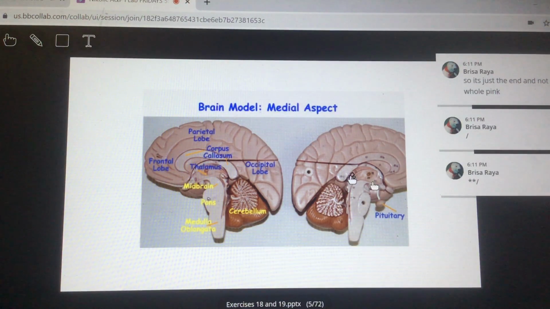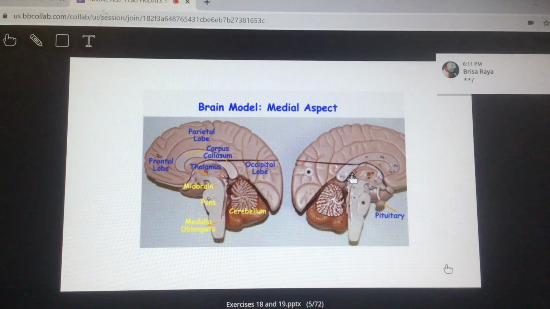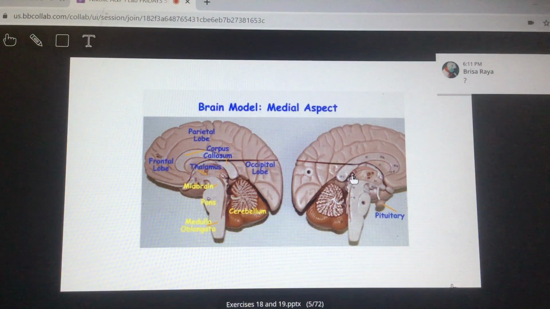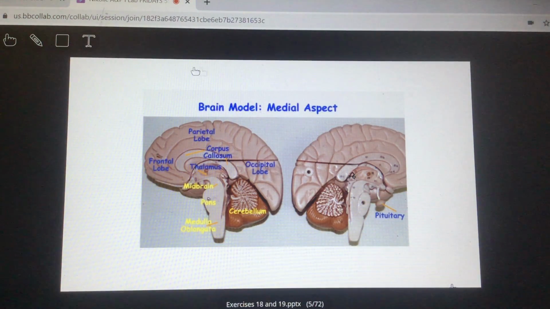Now, this ends up being pretty posterior to the thalamus. So yes, it's not the whole pink, it's just the end. I don't love this image. This isn't even one of your images, so we'll do it on another one as well. This is just kind of orienting you. And then let's just do a couple brainstem and we'll keep moving here.